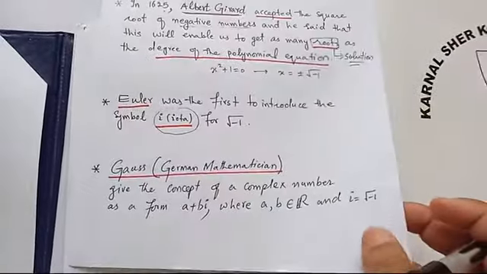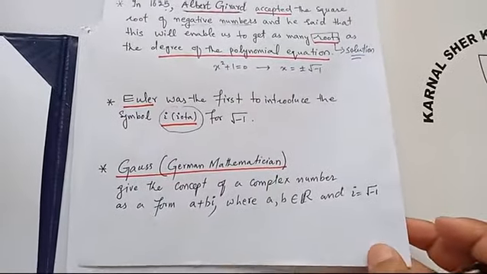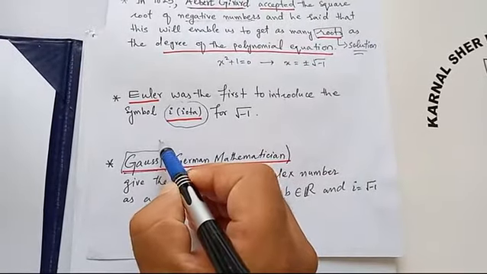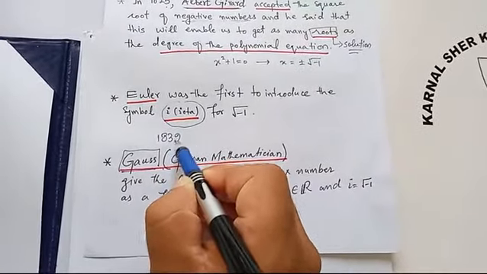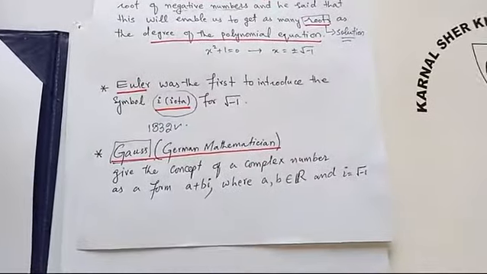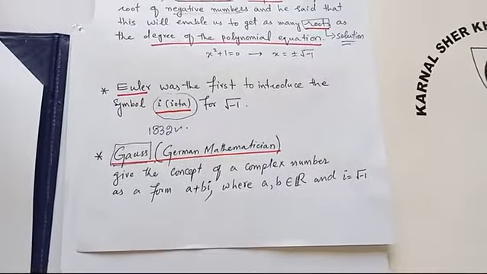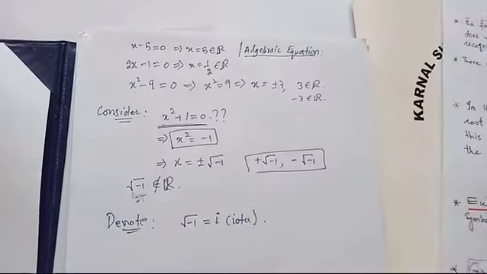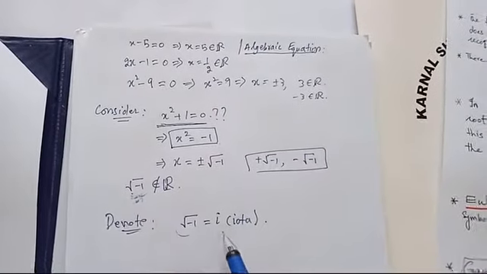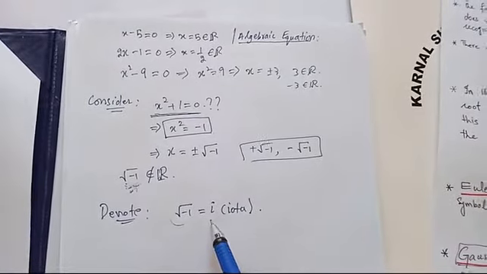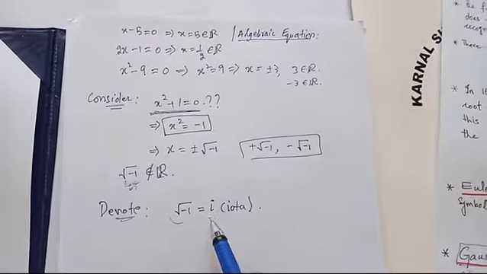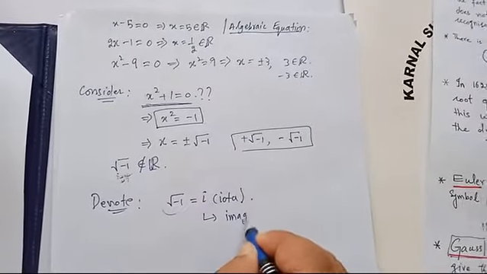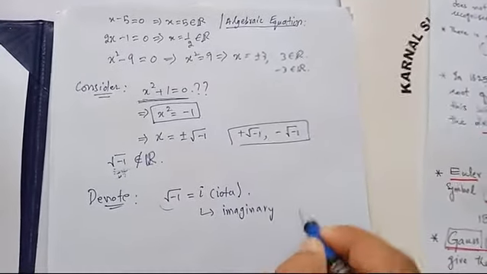And after that, the mathematician Gauss, in 1832, defined the set of complex numbers. But before we discuss the set of complex numbers, this square root of minus 1, which is denoted by iota and introduced by Euler, is known as the imaginary unit.